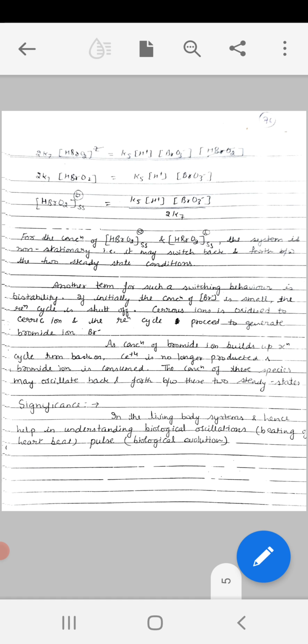The significance of this reaction is in living body systems, and hence it helps in understanding biological oscillations, beating of heart and pulse, biological evolution. So we have seen how the BZ reaction is important to us, and next we will study in the next chapter, lecture number 10. This is lecture number 9.